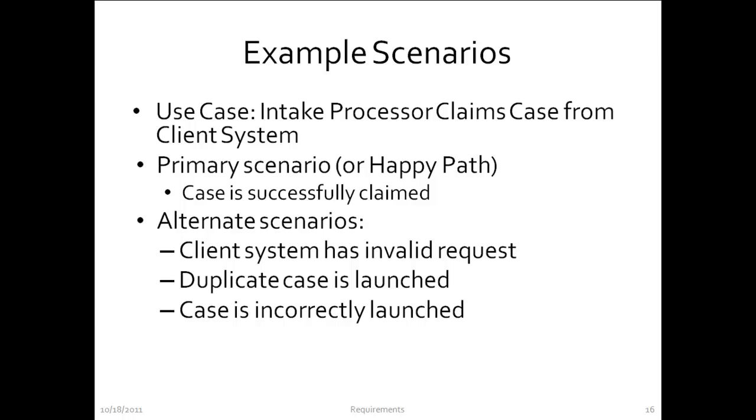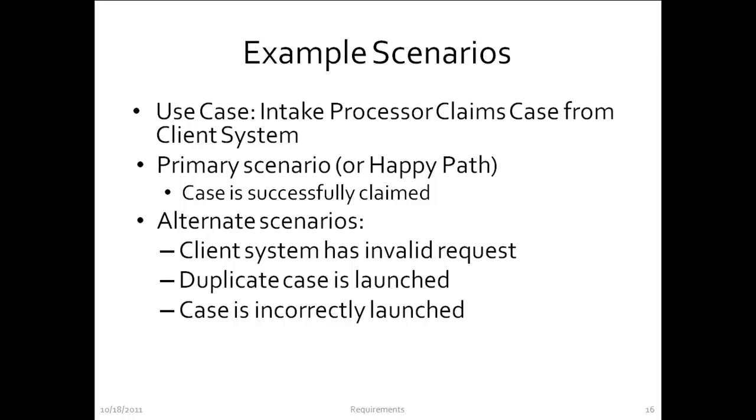And here is an example scenario from the project that I've been talking about, the software system that's supposed to process foreclosures. The main use case is intake processor claims case from client system. You probably remember that use case from the use case diagram shown earlier. The primary scenario, or happy path, or the main flow as it's sometimes called, is the case being successfully claimed from the client system. But there could be unhappy paths or alternate scenarios as well.